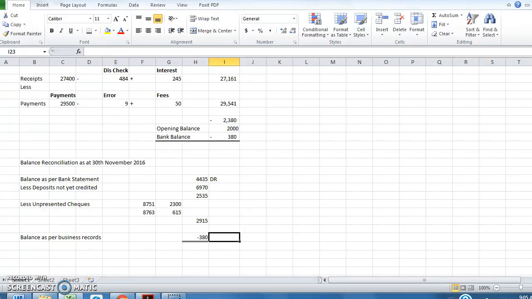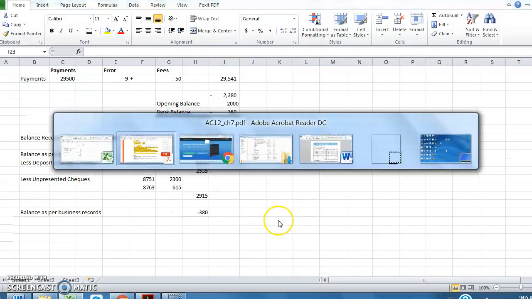Alternatively, there are other ways to calculate this. You could also go balance as per bank statement and add your unpresented checks and then less deposits not yet credited, which would also give you 380. So as long as you get to that deficit or overdraft of $380, it really doesn't matter too much.